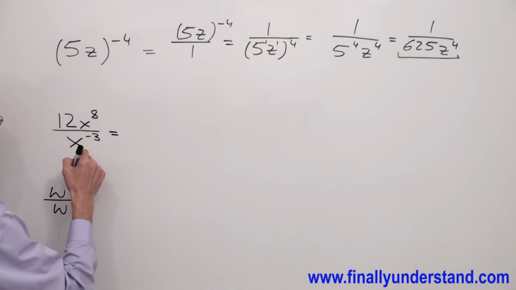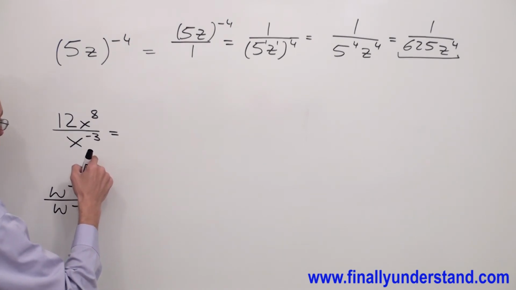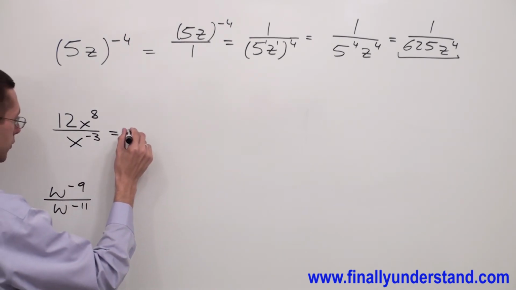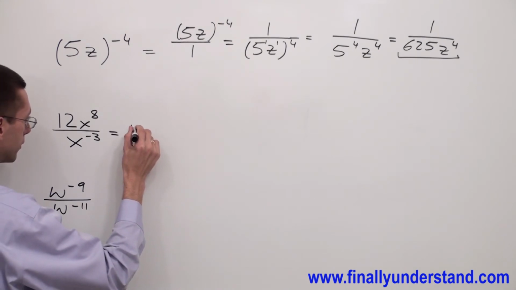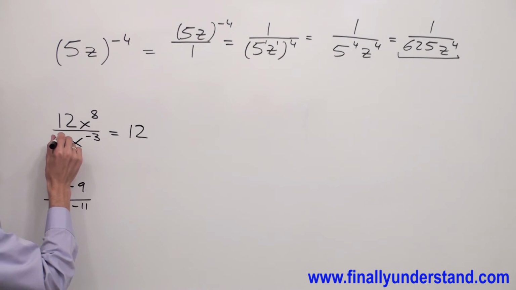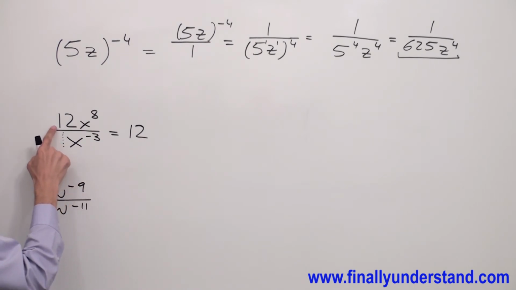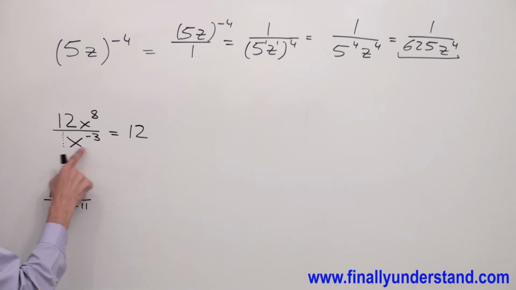I have x and x. Anytime I divide variables with the same base, I'm supposed to keep the base and subtract exponents. Okay, so what I'm going to have, I'm going to have 12. Okay, why I'm going to have 12? Because remember, anytime there is no integer next to the variable, there is always invisible one. 12 divided by 1 is 12.